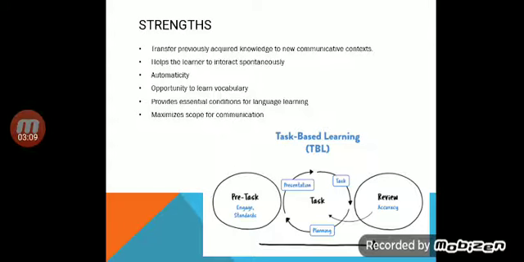Some of the options for improving vocabulary are predicting words related to the task and building words into a word web by way of brainstorming or by matching a list of words with a list of definitions. This approach also provides essential conditions for language learning. Task-based language learning encourages learners to use language purposefully and in cooperation. And finally, it maximizes scope for communication. Task-based learning provides conditions that allow learners to assimilate what they notice and understand while performing the task.